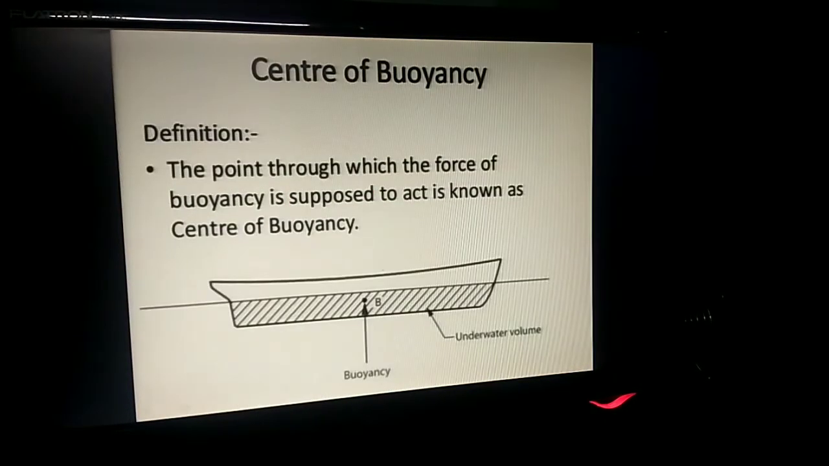What is the center of buoyancy? The point through which the force of buoyancy is supposed to act is known as the center of buoyancy.